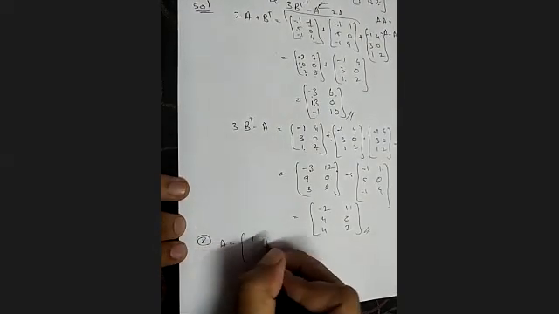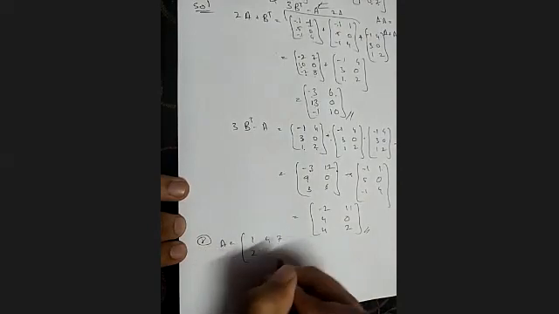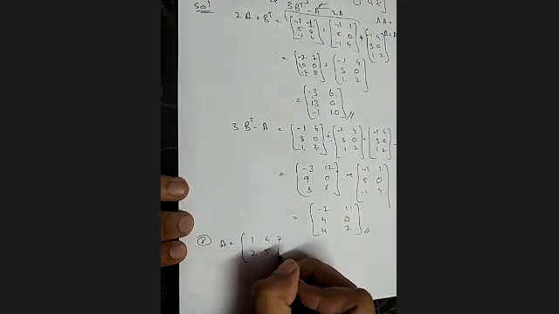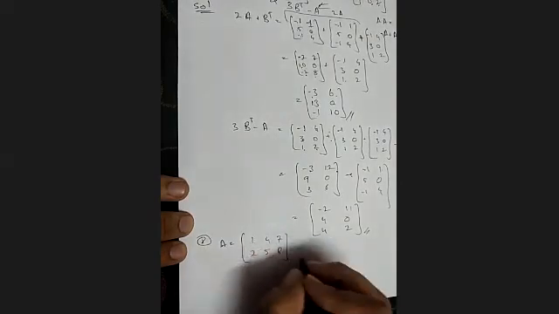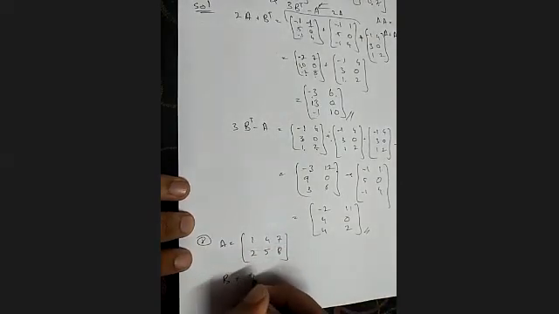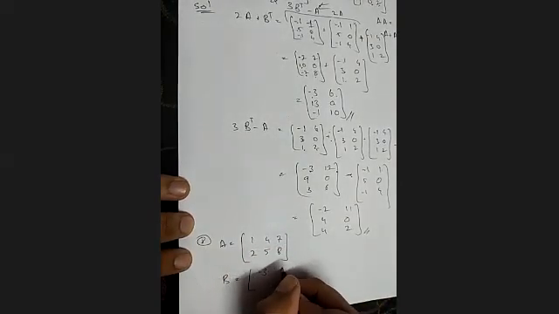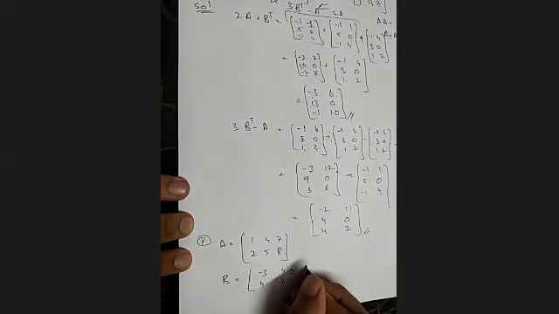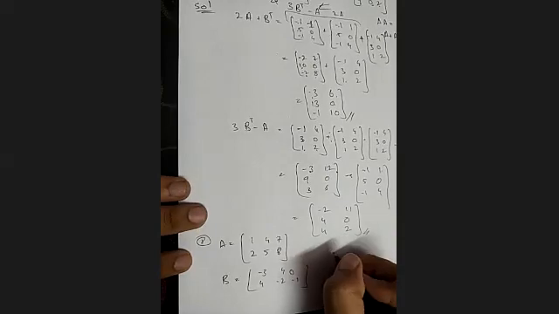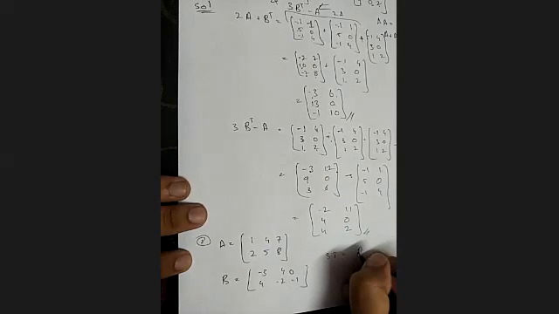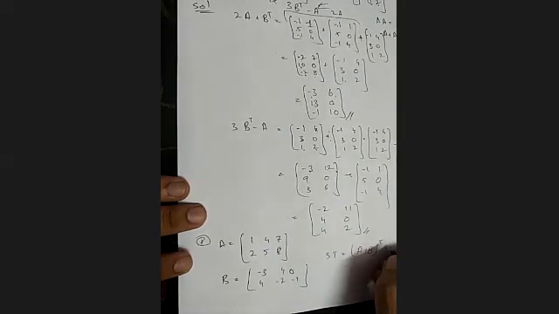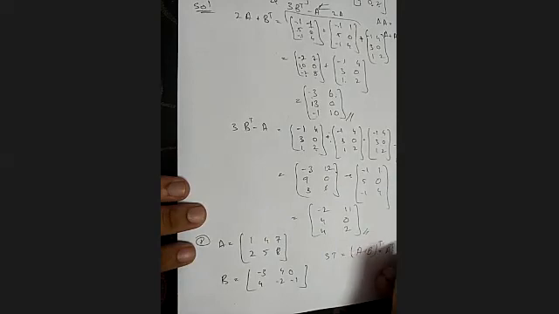A is equal to 1 4 7, 2 5 8. B is equal to minus 3 4 0, 4 minus 2 minus 1. Then you have to show that A plus B whole transpose is equal to A transpose plus B transpose.